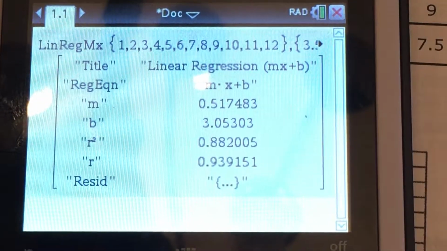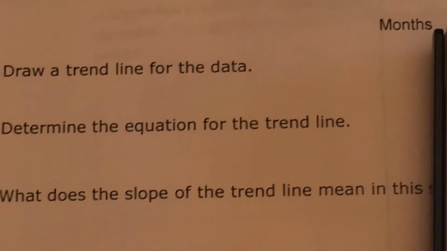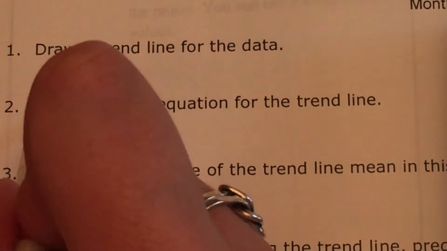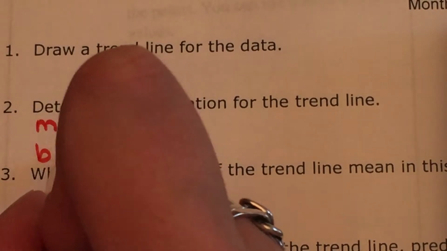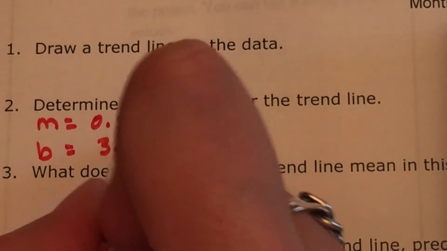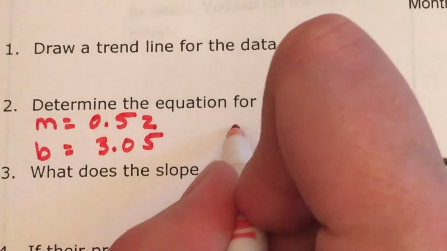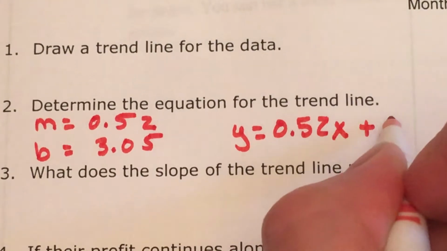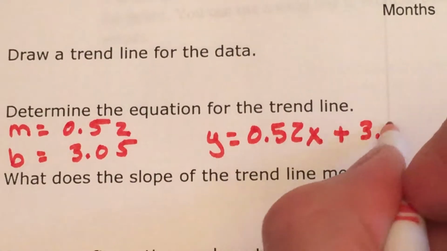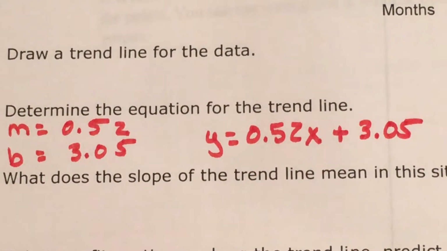Okay? So we're going to use these numbers to write our equation. So now we can say M is equal to 0.52 if you rounded, and B is equal to 3.05 if you rounded. So our equation, y equals 0.52x plus 3.05. Done. Now we have our equation, and we got the calculator to do it for us.